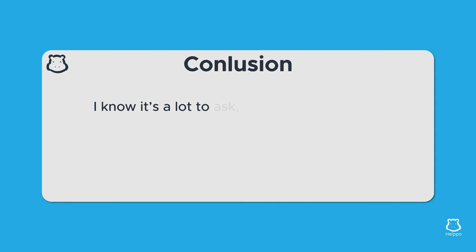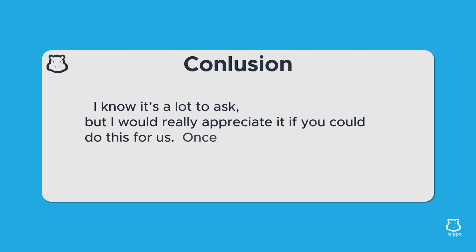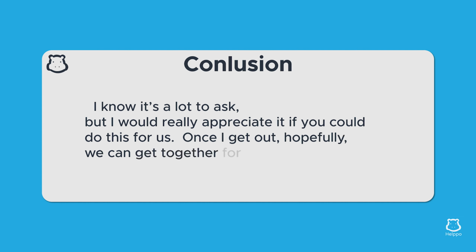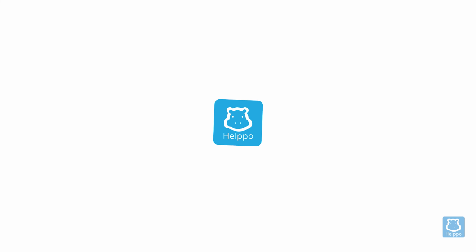Of course, since we're writing to our friends and family, we want to make sure it stays casual, but still polite and warm. That's where our conclusion comes in. "I know it's a lot to ask, but I would really appreciate it if you could do this for us. Once I get out, hopefully we can get together for a nice dinner. Our treat." Then of course we add our closing. Something casual like "thanks a bunch," or "your friend and neighbor, Clara."